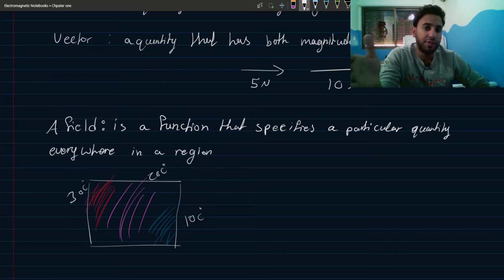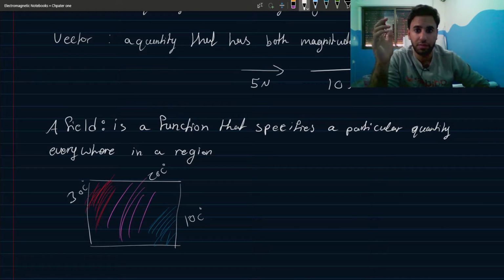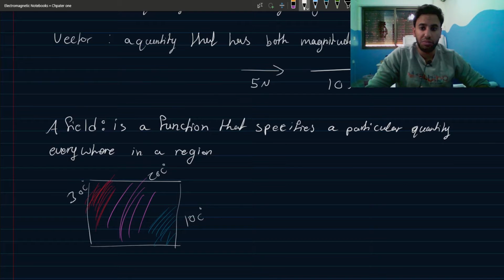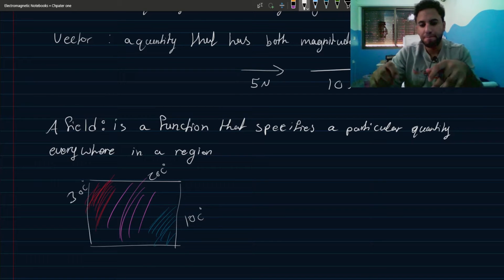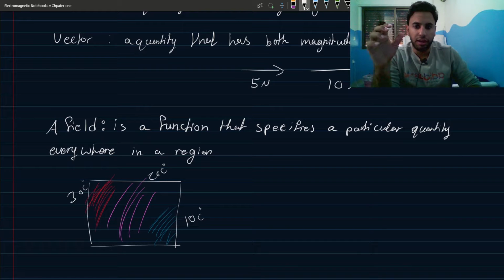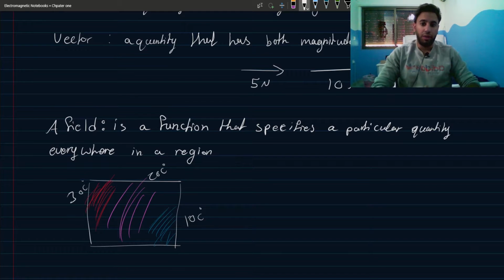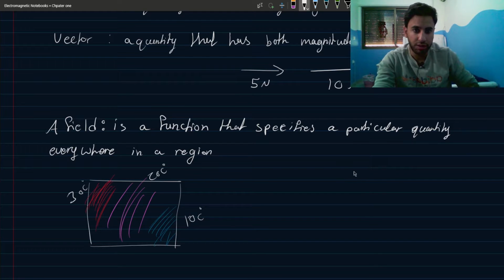Now this is a field, a temperature distribution. Maybe random is the wrong word, but this is a scalar field. By that, I know that this region is 10 Celsius, in this region it's 20 Celsius, and in the third region it's 30 Celsius. There's also a vector field, which would look something like this.